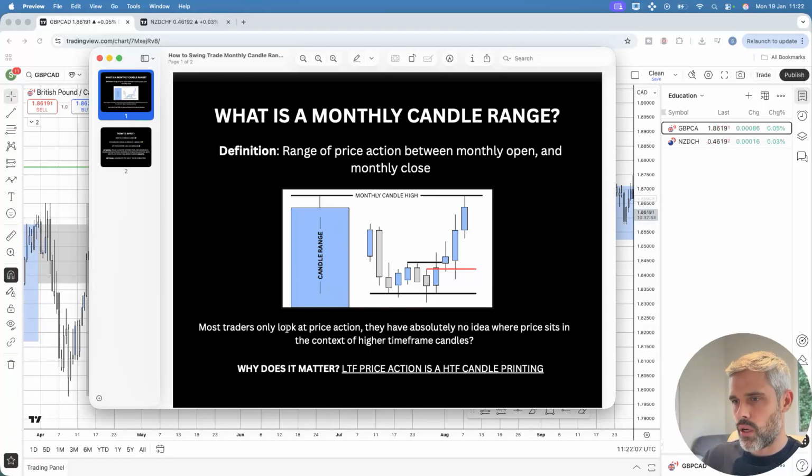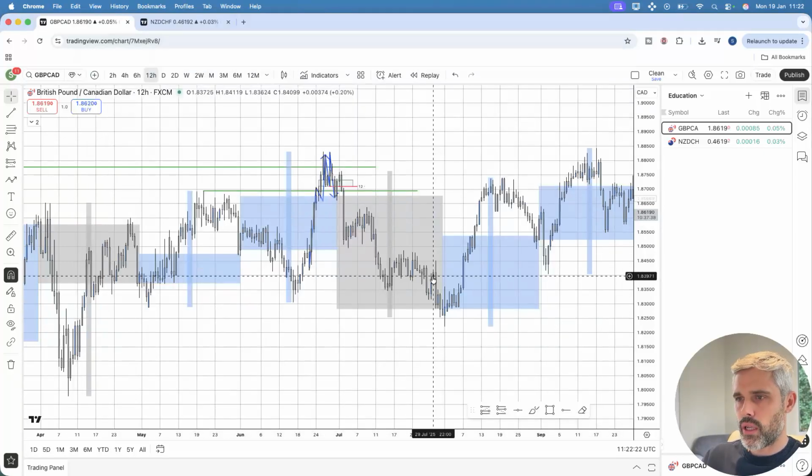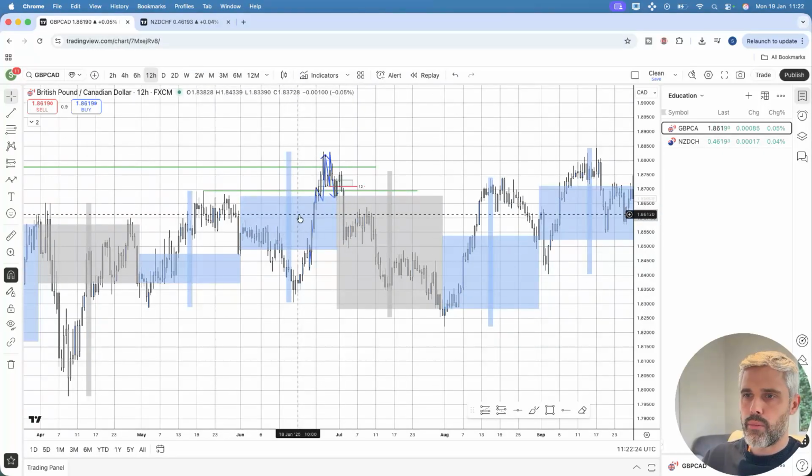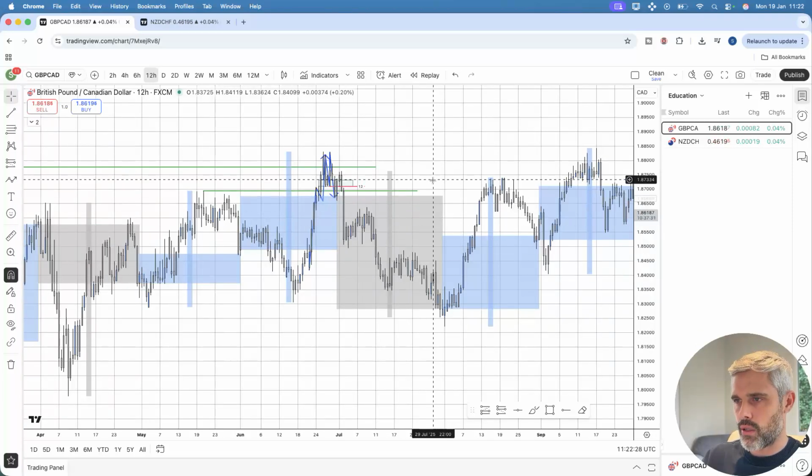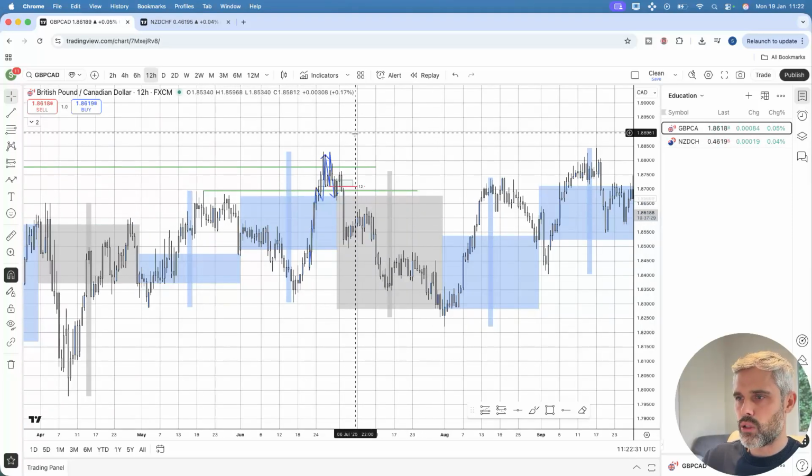So most traders only look at price action. They have no idea where price sits in the context of higher time frame candles. Why does this matter? Lower time frame price action is simply a higher time frame candle being printed. So if we know this, we can anticipate based on previous candle closures what we think is going to happen in the next candle to place high probability trades.